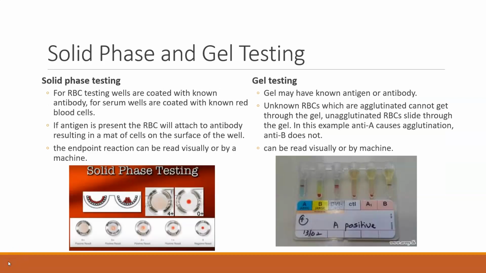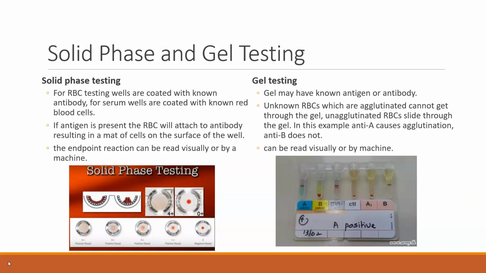Let's discuss solid phase testing a little bit more. So for red cell testing, the wells are coated with a known antibody. For serum testing, the wells are coated with known red blood cells, meaning we know the antigen's present on them. If the antigen is present on the red cell, it will attach to the antibody on the well, resulting in a mat of cells on the surface of the well. So look at the 4+ reaction. There's an entire coating of the well with red cells.